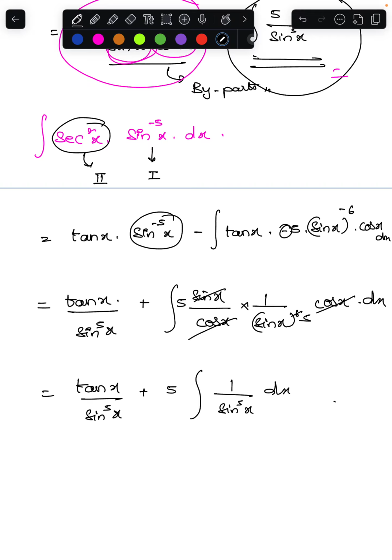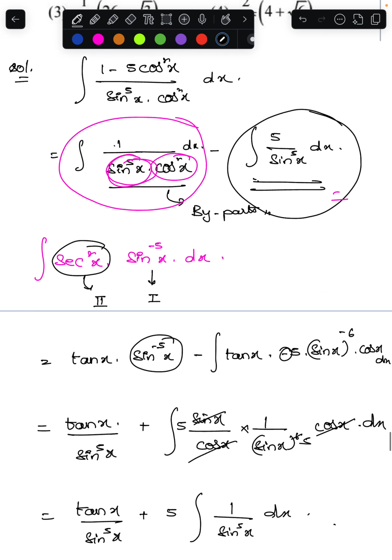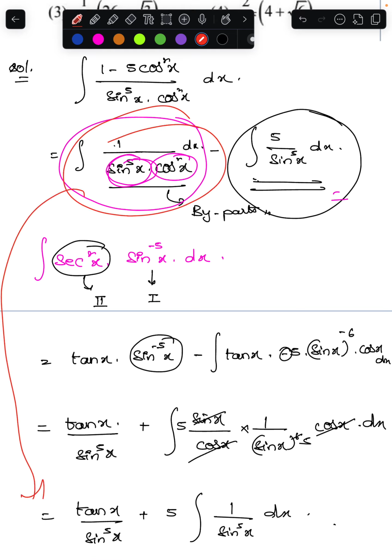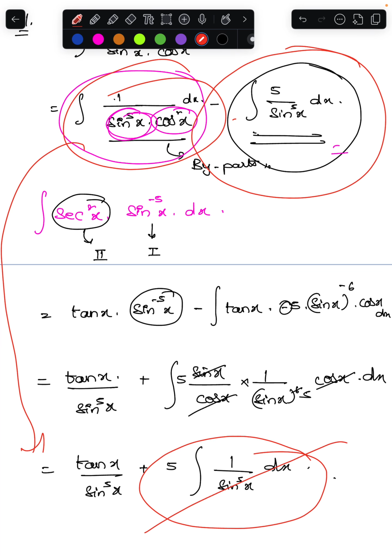Now if you observe, here we have concentrated on this part itself, and we end up with this one. Now you have to subtract, you have minus 5 of this one, and this one is the same, so it will be cancelled out.